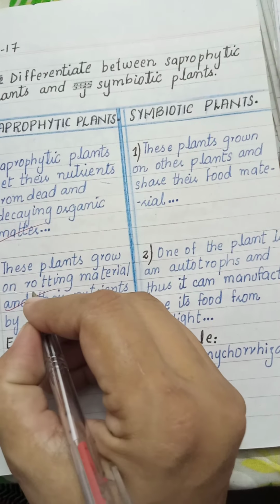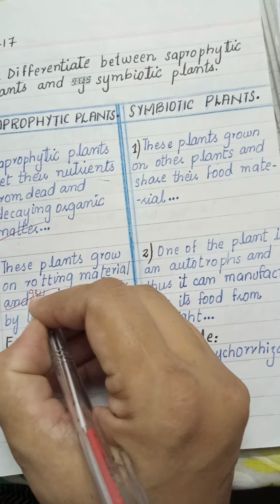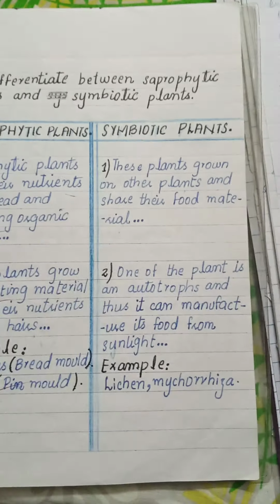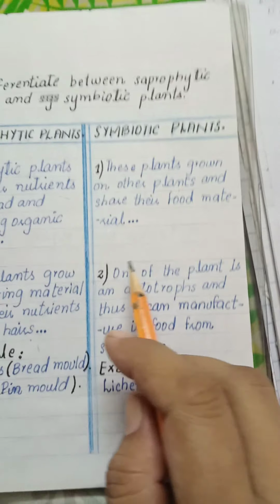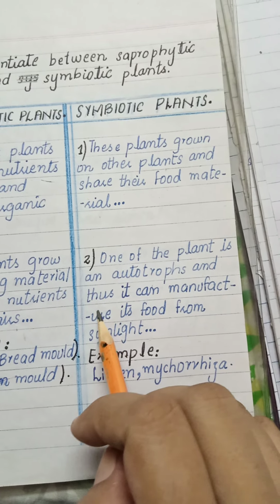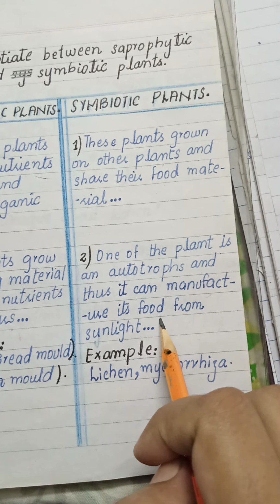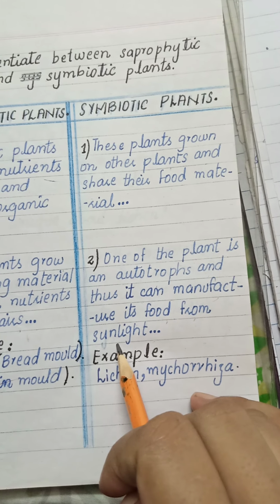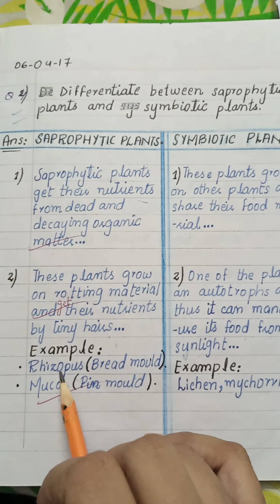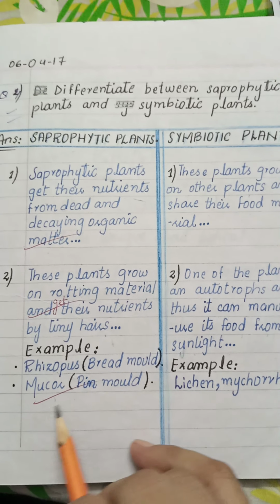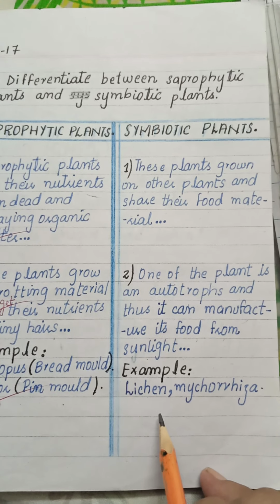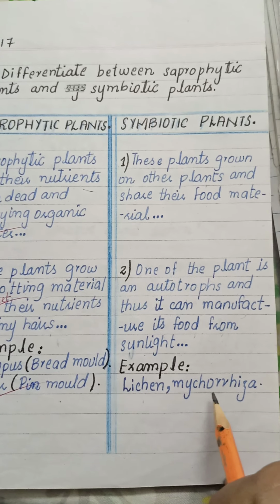Get is missing over here and you will write "get" over here, and get their nutrients by tiny hairs. Number 2, one of the plant is an autotroph and thus it can manufacture its own food from sunlight. The examples of saprophytic plants are rhizopus, means bread mold, and mucor, pin mold. The examples of symbiotic plants are lichen and mycorrhiza.